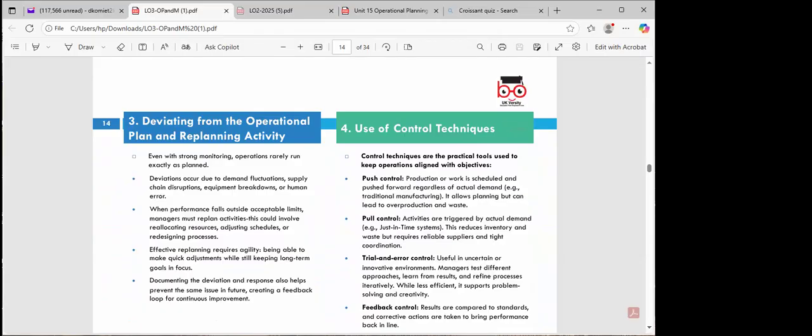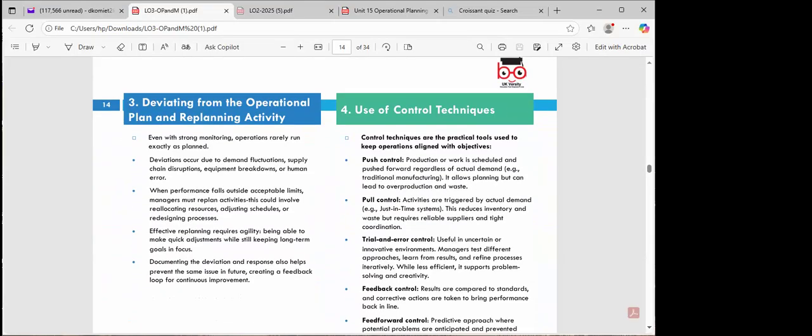Deviations occur due to demand fluctuations, supply chain disruptions, equipment breakdown, or human error. When performance falls outside acceptable limits, managers must replan activities. This could involve reallocating resources, adjusting schedules, or redesigning processes. Effective replanning requires agility, being able to make quick adjustments.